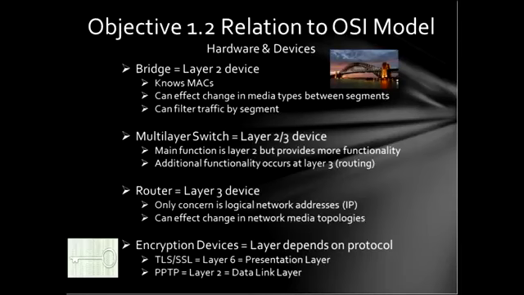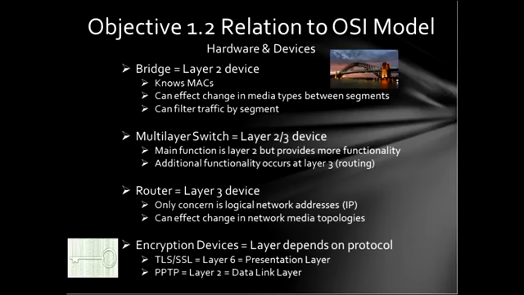Bridges are a layer 2 device. They know MACs. They don't know network addresses. A bridge is fairly uncommon anymore, but you can still find them. One of the interesting things about a bridge is it can change network media types. It can connect to a coax network and change that signal to a Cat5 signal and send it on to another segment. It can also filter traffic by segments.